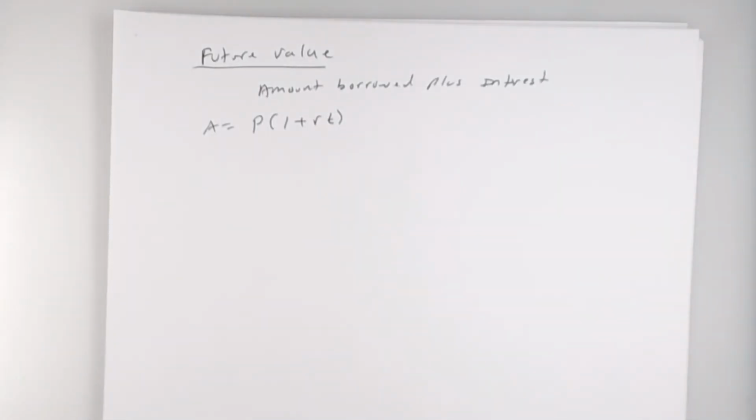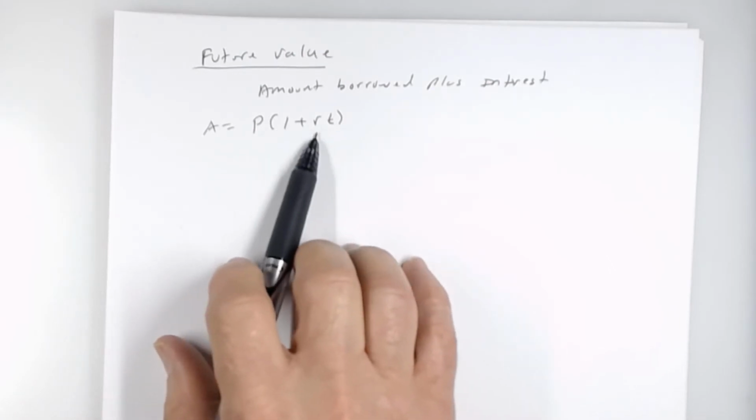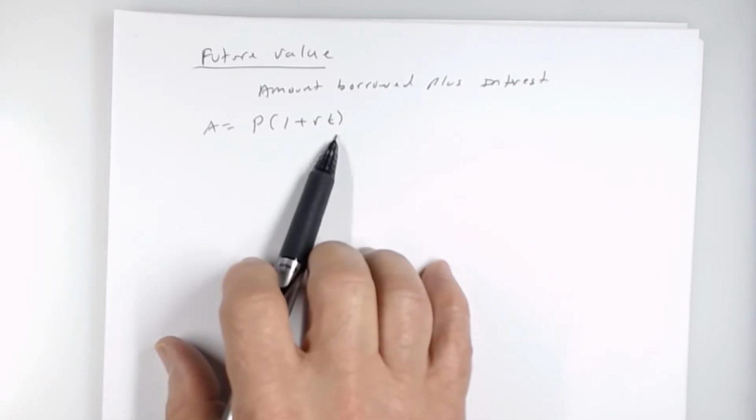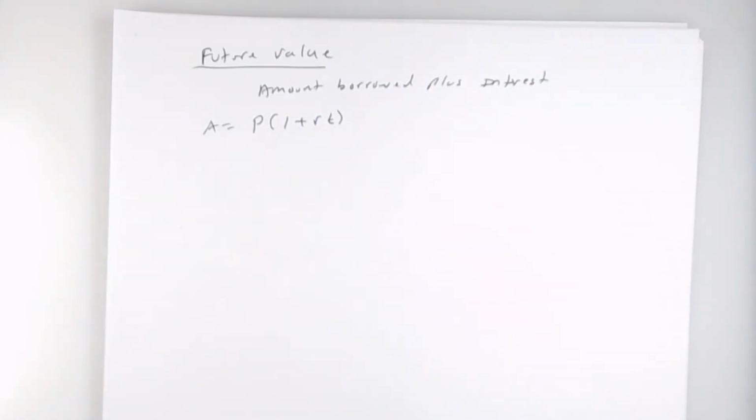So future value A would be the principal. Now remember the principal means the same thing as the present value. What does R stand for? The rate. And then T stands for time. And time must be in what unit? Years. So that's why today, if it was in months, you had to divide by 12. If it was in days, you had to divide by 365. Okay? All right, so let's look at this problem.